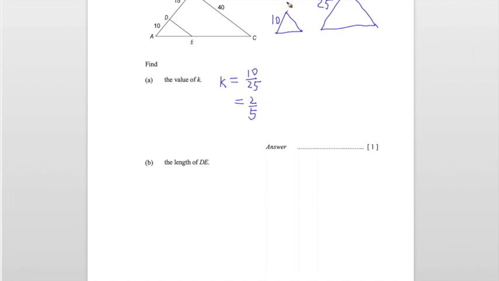Now we want to find DE, and DE is the length of the smaller triangle, and the length of the bigger triangle is 40. So DE, which is the small side over the bigger side, must be equal to the scale factor. The scale factor is small triangle over big triangle, so DE over 40 is also 2/5. Okay, that gives us DE is 16. And don't forget to write the units.